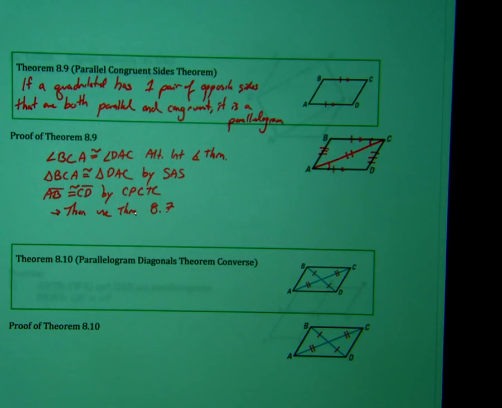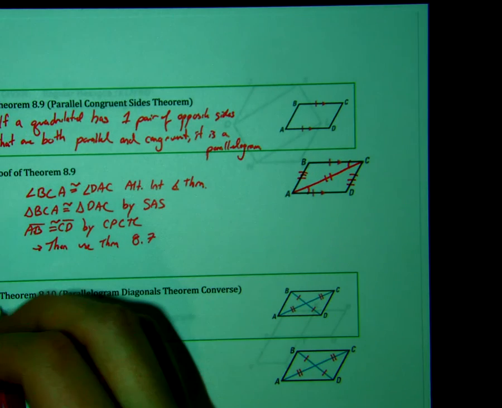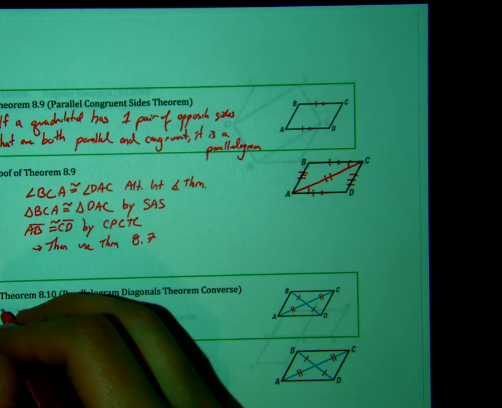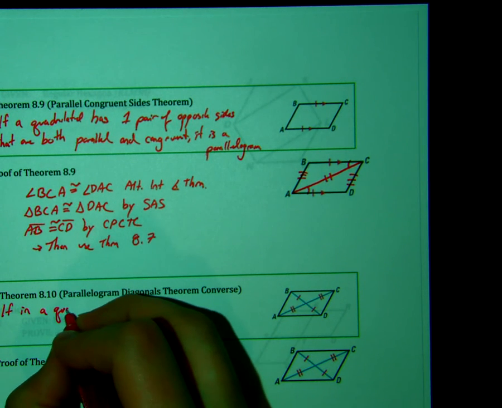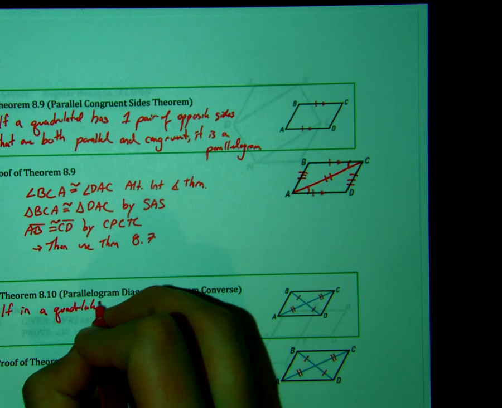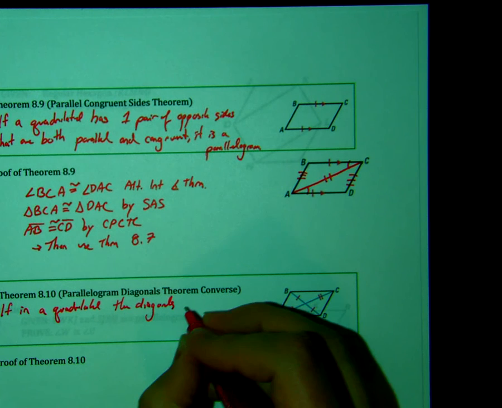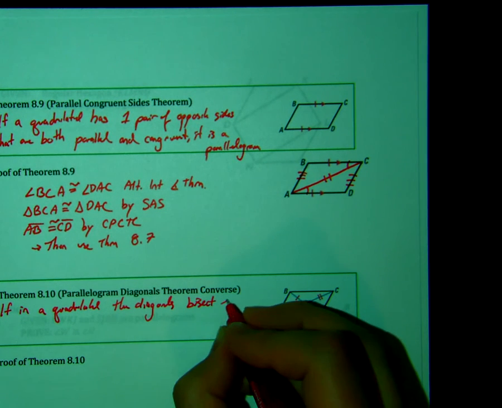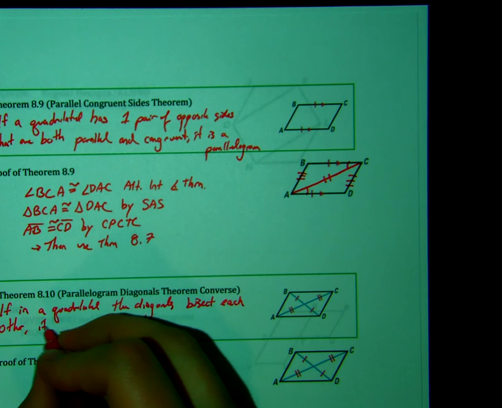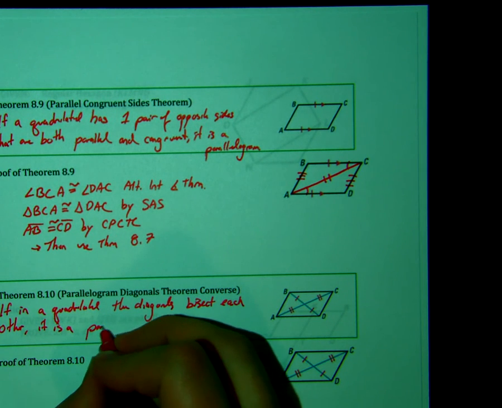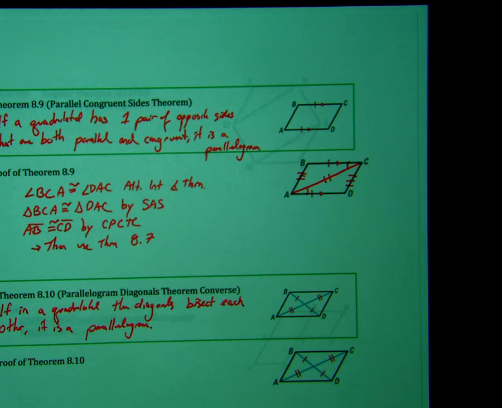All right. Here we have the last one. In a parallelogram, the diagonals bisect each other, and it so happens that the converse can be used to prove that it is a parallelogram. So if in a quadrilateral the diagonals bisect each other, it is a parallelogram.